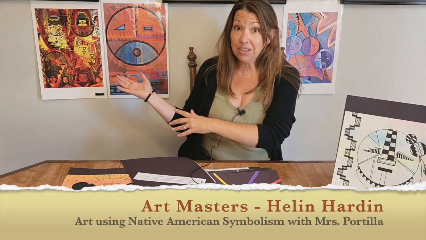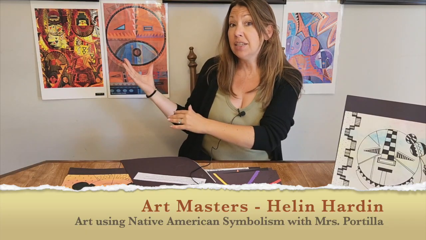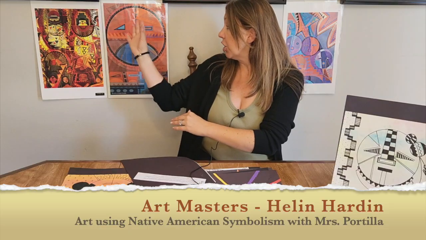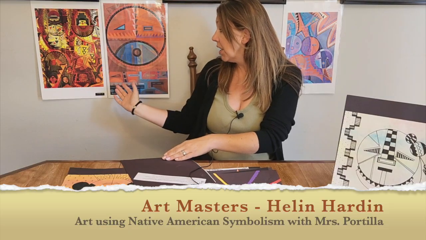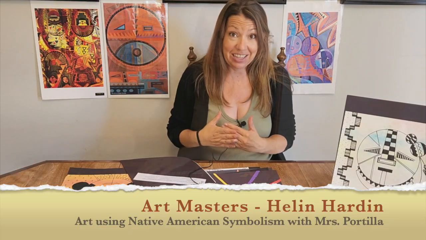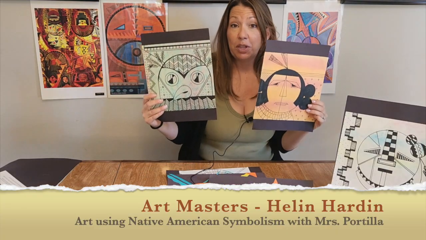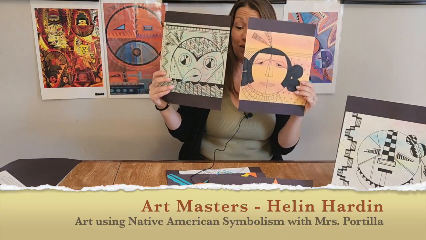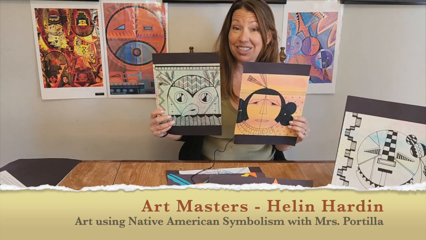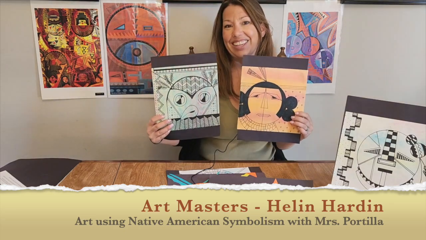Today we'll be learning about an artist, Helen Hardin. Helen Hardin had strong ties to Native American symbolism and Kachinas. She used abstract art to make these Kachinas: geometric shapes, repeated patterns, and lines. So today we'll be making some Kachinas using geometric shapes, repeated lines, and different line elements and patterns. Once you're ready, let's go ahead and get started.